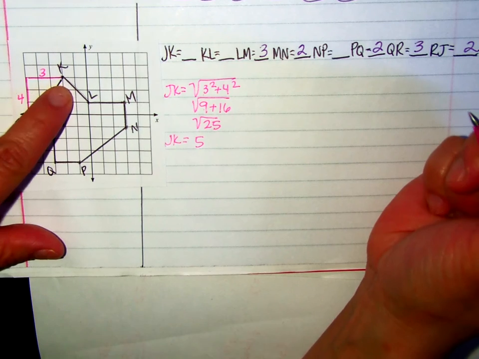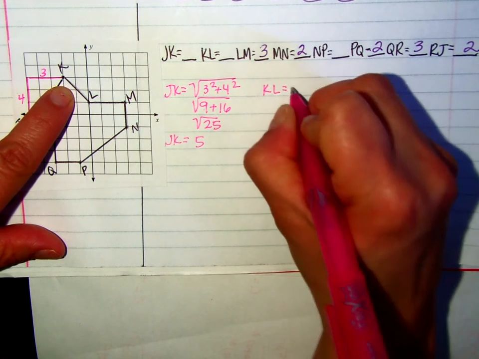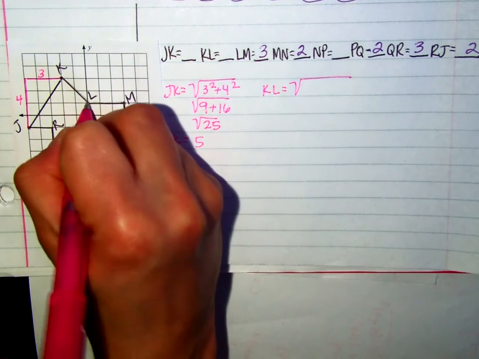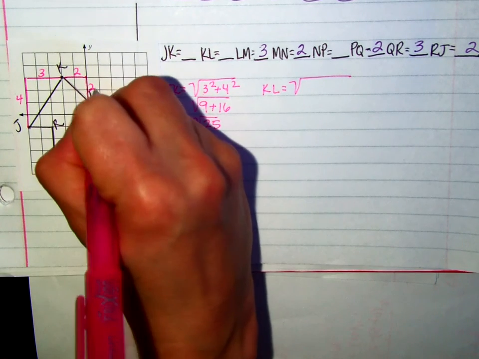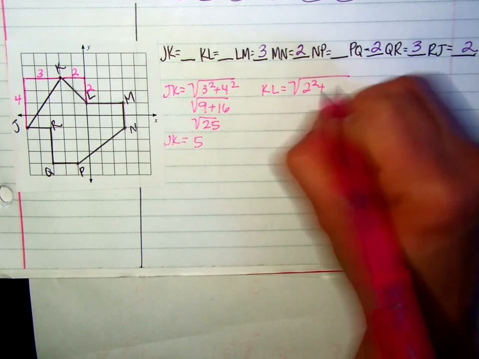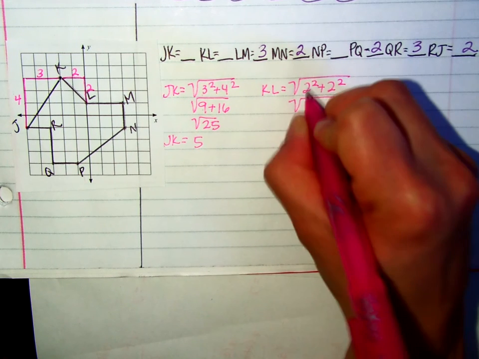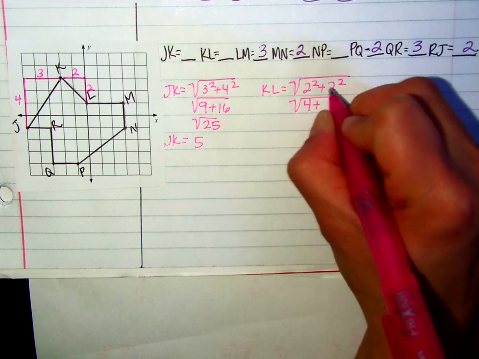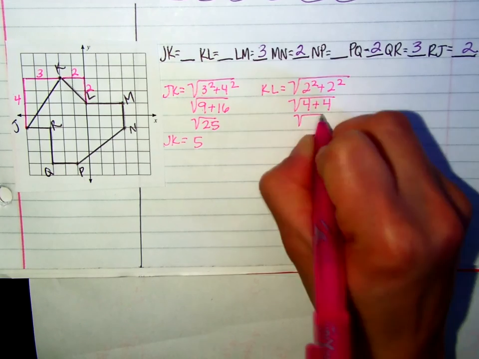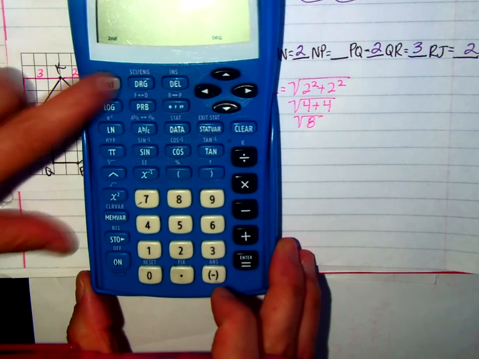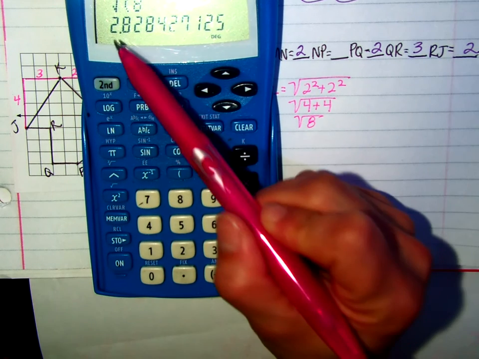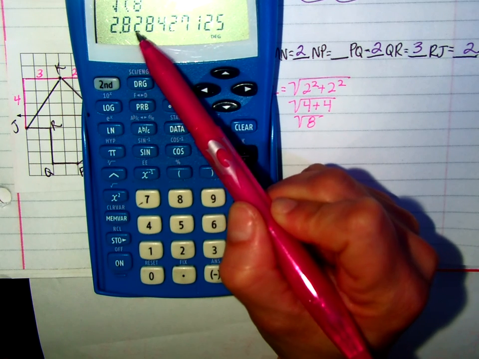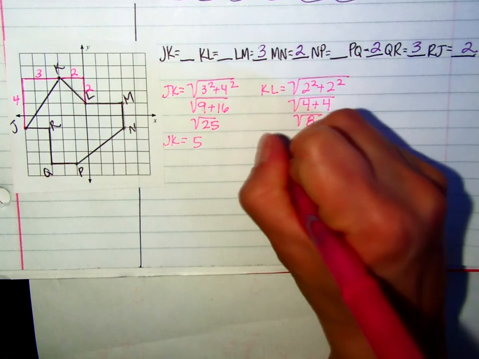Okay. Now I'm going to do KL. Same idea. Build your triangle. So it looks like my base is 2, my height is 2. So that's 2 squared plus 2 squared. 2 times 2 is 4. 2 times 2 is 4. 4 plus 4 is 8. And let's take a look and see what the square root of 8 is. That gives me 2.828. I'm looking at 8. Look at its neighbor. It stays the same. So we're at KL is 2.8.